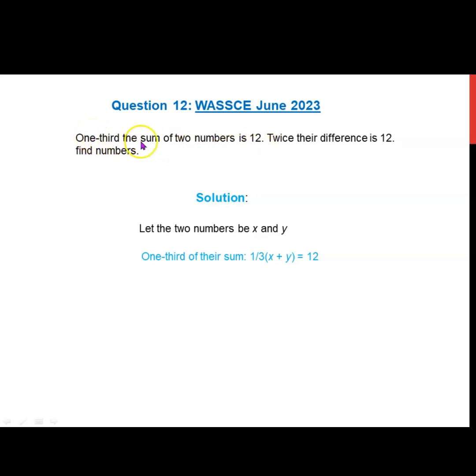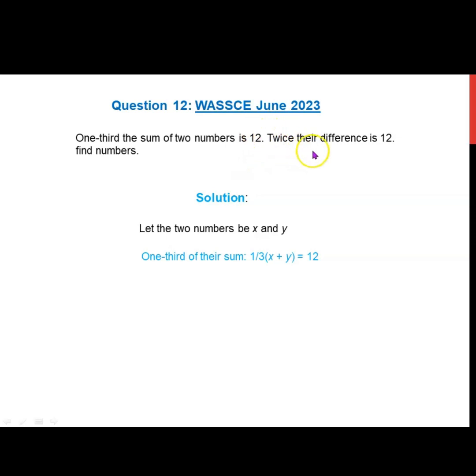But you say one third the sum of two numbers. So now we have 1 over 3, multiplying x plus y, and the result is equal to 12.